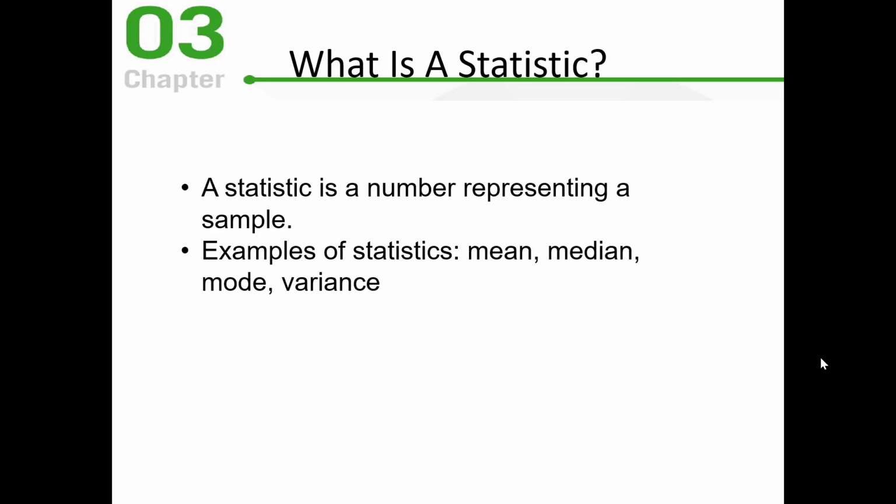Let's start off this lecture by first answering a very simple question. What is a statistic? A statistic is a number representing a sample. There are several examples of statistics such as variance, mean, median, and mode. However, the examples may differ on the type of information they represent for a variable. For example, measures of central tendency highlight a central number that describes a variable, whereas some statistics, like variance and standard deviations, highlight a number that describes the spread of a variable.